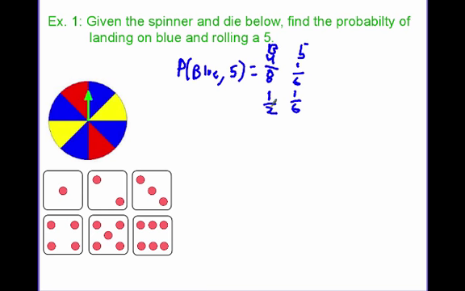So my probability of a blue is 1/2. My probability of a 5 is 1/6. To find my probability of getting both, I multiply them together. 1 times 1 is 1. 2 times 6 is 12. My probability of getting a blue and then a 5 is 1/12. They're independent events because what happens on the spinner does not affect what happens to my die. So my probability is just 1/12.